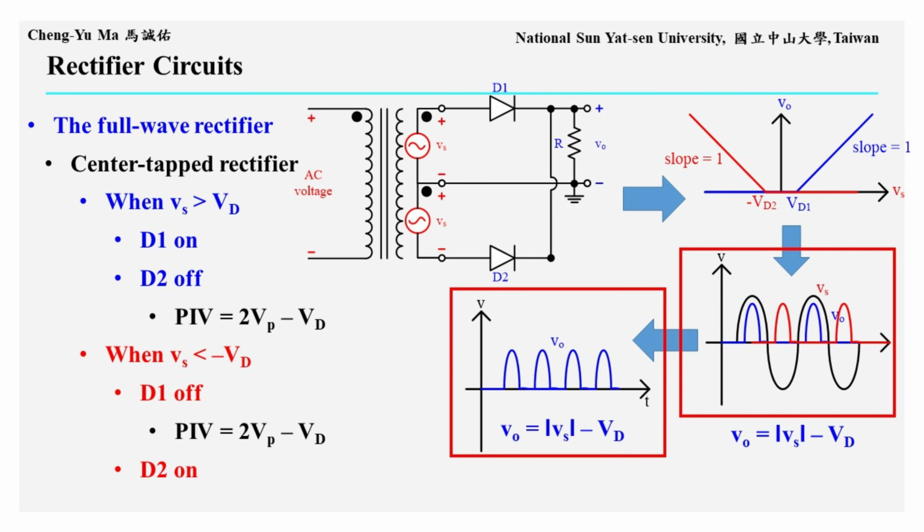If the input Vs is a sine wave, then regardless of whether Vs is in the positive half cycle or the negative half cycle, the output Vo always has a single positive polarity. This is the function of a full-wave rectifier. However, one drawback of the center-tapped rectifier is that the required PIV of each diode is high. It is 2 Vp minus Vd, which is almost twice the PIV of the half-wave rectifier. To improve this drawback, we introduce another full-wave rectifier circuit, the bridge rectifier.